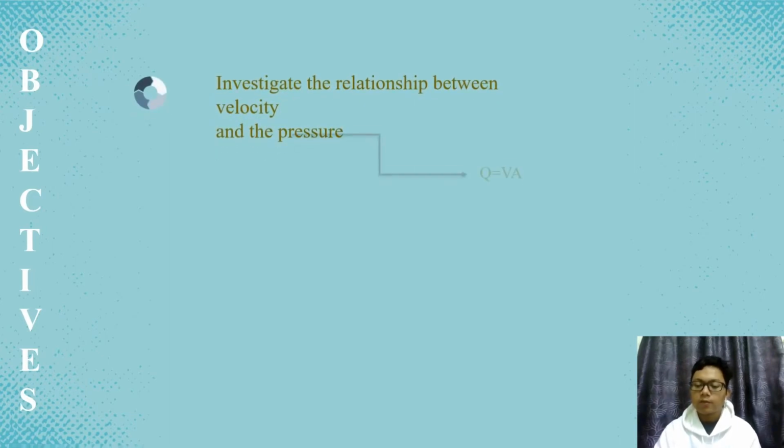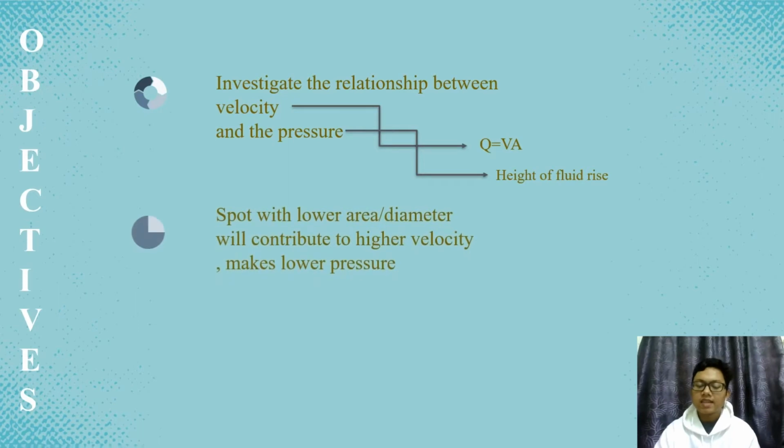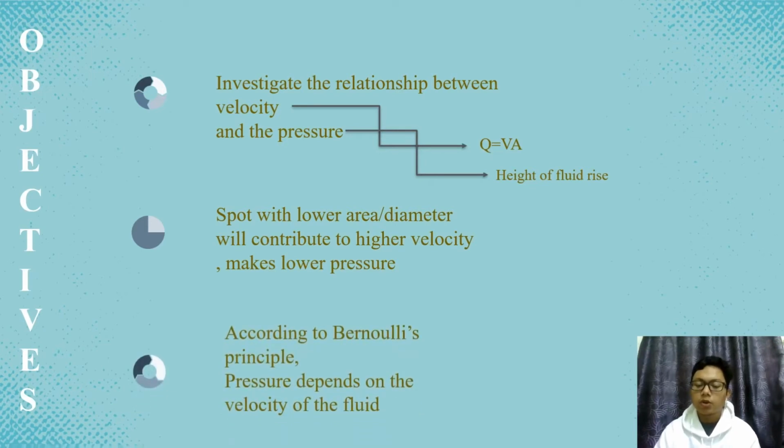The velocity comes from the formula Q equals VA, which is the flow rate formula, and the pressure is indicated by the fluid rise head in each pipe. Secondly, the spot with a lower area or diameter will contribute to a higher velocity of the fluid, which makes the pressure lower. According to Bernoulli's principle, the pressure highly depends on the velocity of the fluid. We will see this in the experiment that we will make.